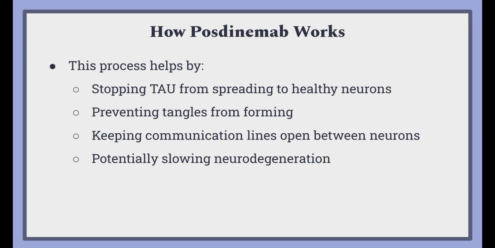This process helps by stopping TAU from spreading to healthy neurons, preventing tangles from forming, keeping communication lines open between neurons, and potentially slowing neurodegeneration.